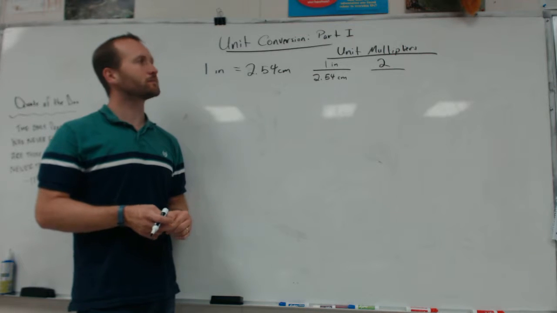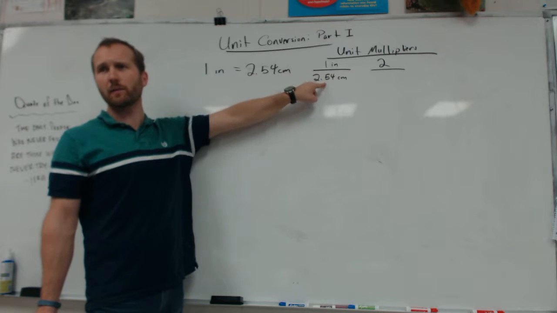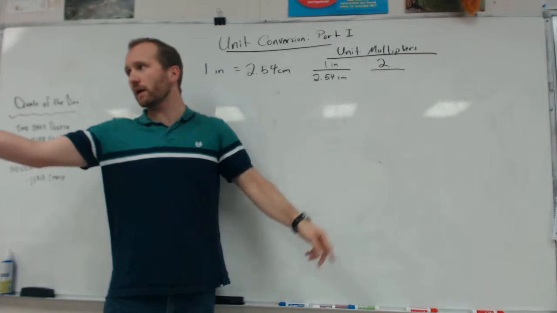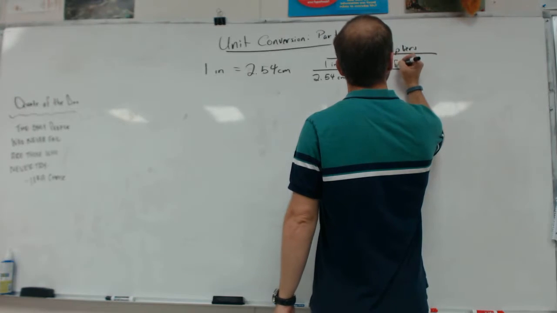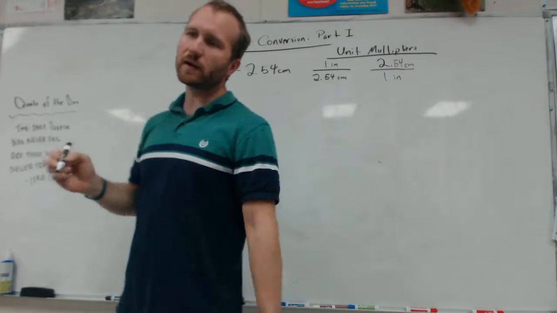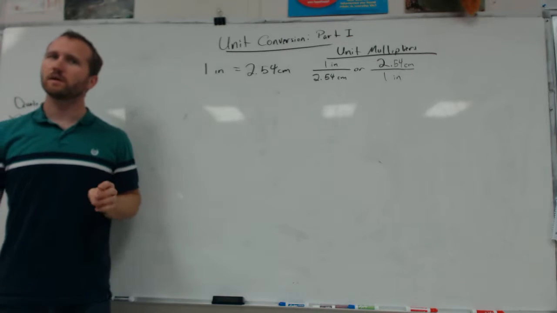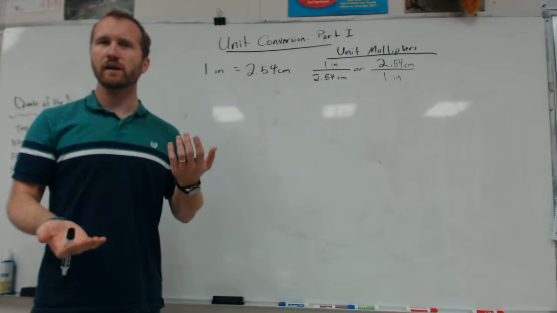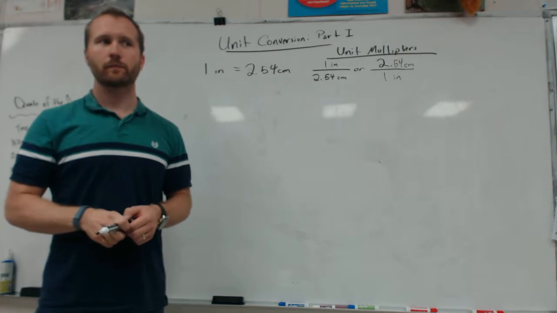All I'm going to do, for this unit multiplier, I had inches up top and centimeters down bottom. For the second one, I just want centimeters up top and inches down bottom. So when I say you can make 2 unit multipliers, this is what I mean. I can either have 1 inch over 2.54 centimeters or 2.54 centimeters over 1 inch. And depending which way we're converting, we'll use one or the other of those.